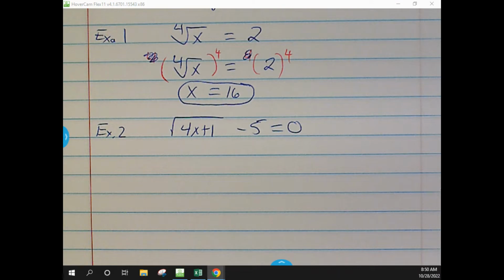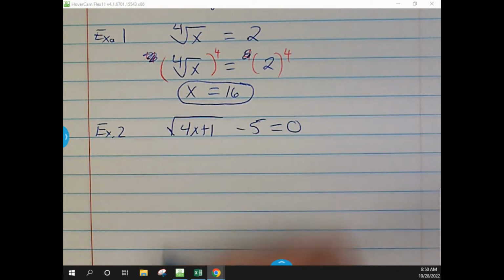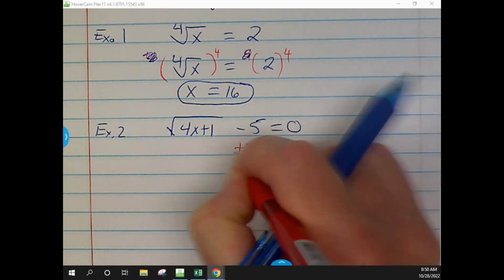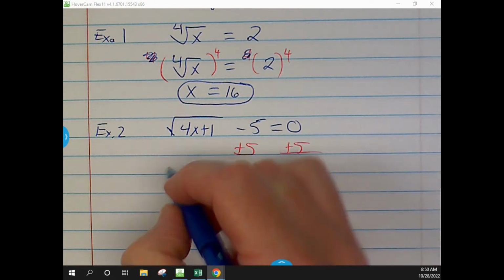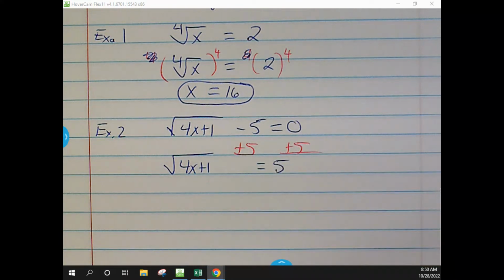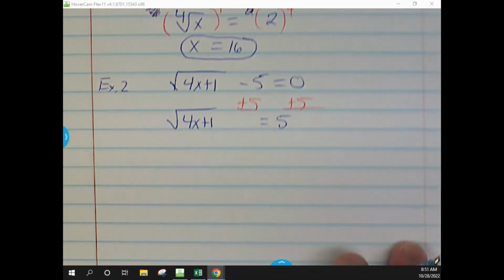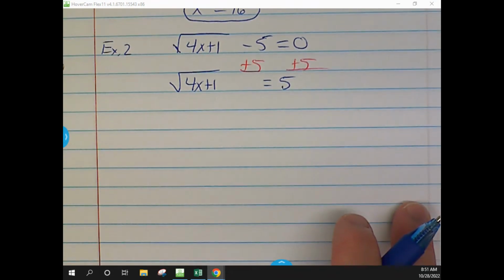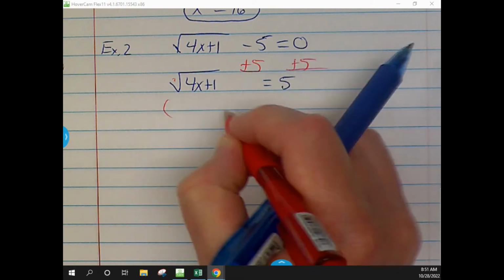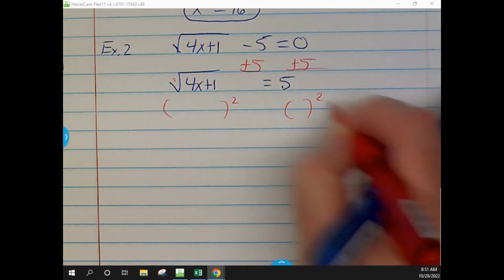Okay, so let's do the square root of 4x plus 1 minus 5 equals 0. Okay, so again, we're keeping the square root here, so let's get rid of that minus 5. So we'll add 5 to move it over here. And by moving the 5 over, now you've got the radical by itself. And since it's the square root, we're going to square both sides.